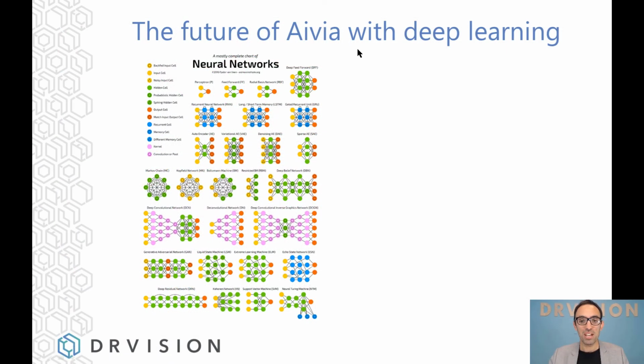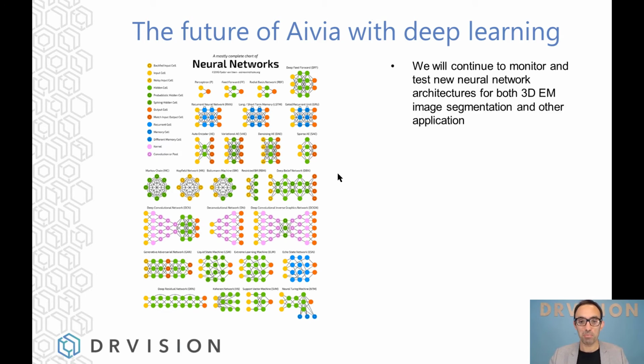The future of Aivia with deep learning. There are a lot of networks. You can see them here. We don't aim to have them all implemented in Aivia. We will, however, continue to monitor what is published and what is presented at conferences, and the best ones, the ones we can implement or re-implement ourselves and that perform really, really well, we will then put into Aivia and deploy in future versions. We're going to be doing that not just for 3D EM images, but in general. If there are other applications out there, or if you would like to have an application, maybe you are developing one and you would like to have it in Aivia, we should talk about that.